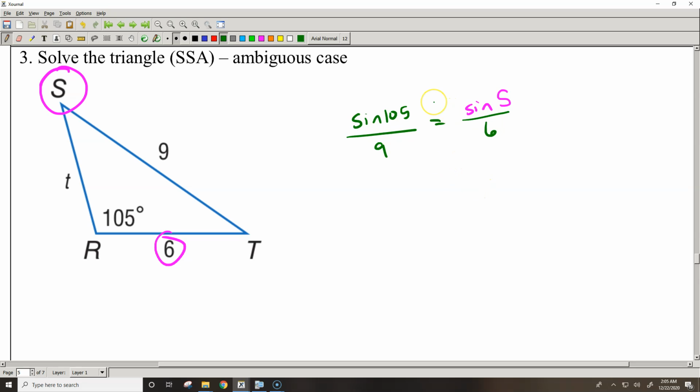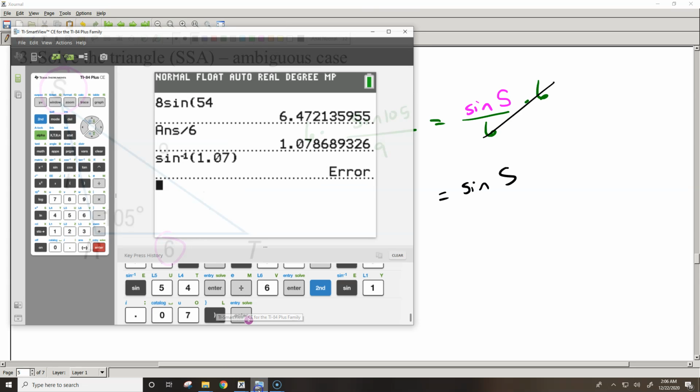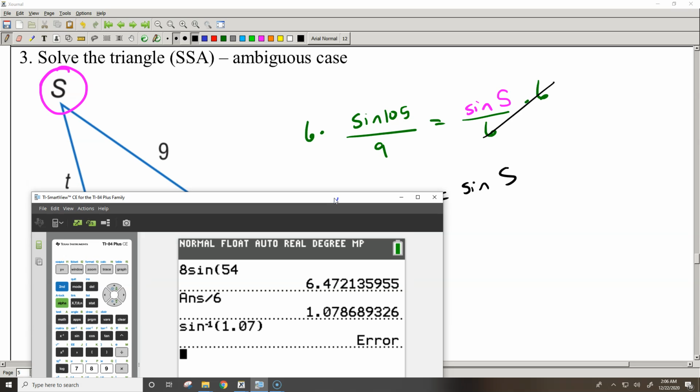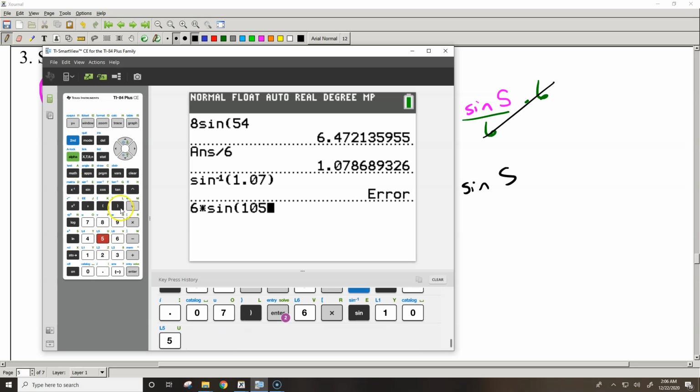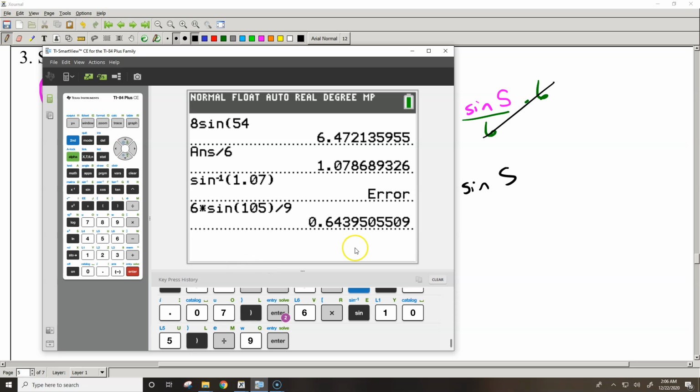Now again, I wrote it like this because I'm solving for an angle, so I'm going to put sine on the top. Now if I solve for this, I'm going to multiply by 6 on both sides. And so we're going to get the sine of S equals whatever this is. And so we can type this into our calculator already. And then we're going to take an inverse sine of that. So we have 6 times the sine of 105 over 9. 6 times sine 105, and this is divided by 9. So we get about 0.6439.